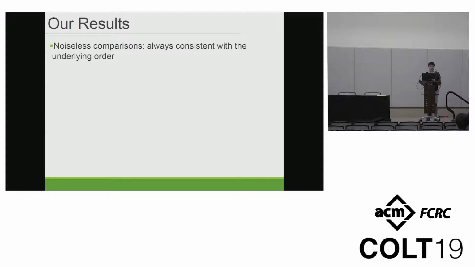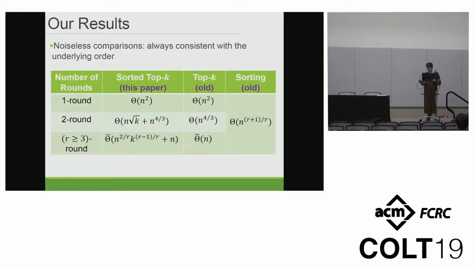We first consider the simple case in which comparisons are noiseless. In this case, the comparison results are always consistent with the underlying order. Here is our result. We show nearly tight bounds for sorted top k. As you can see, the same problems for top k and sorting have already been studied in previous work. Actually, most of these results were obtained 30 years ago.